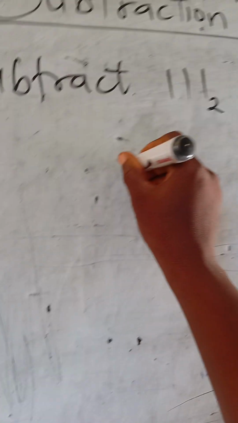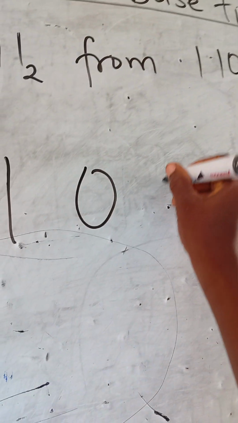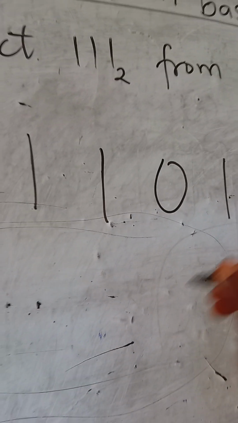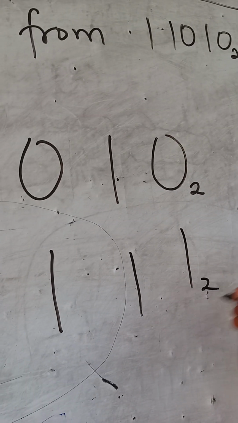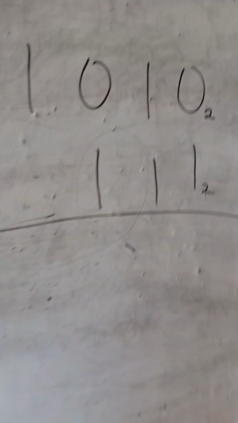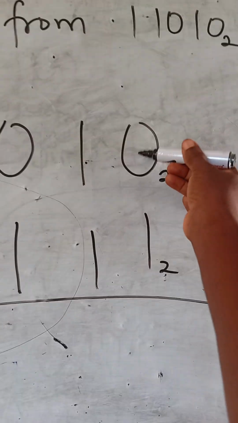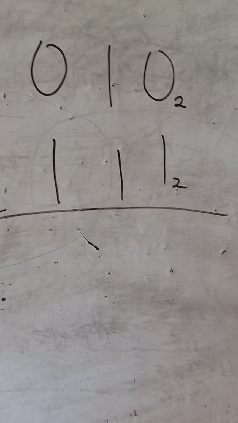So I will now write 1, 1, 0, 1, 0 base 2 minus 1, 1, 1 base 2. Equally, I'll start from the unit side. When I say 0 minus 1, it's not possible. You cannot remove 1 from 0.